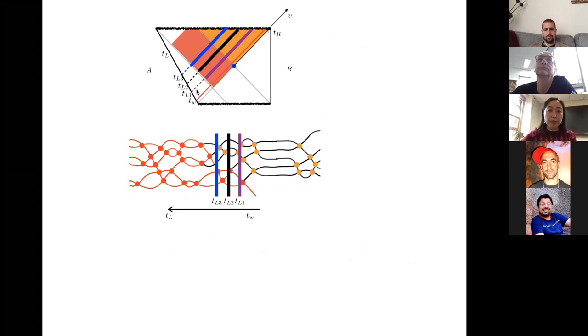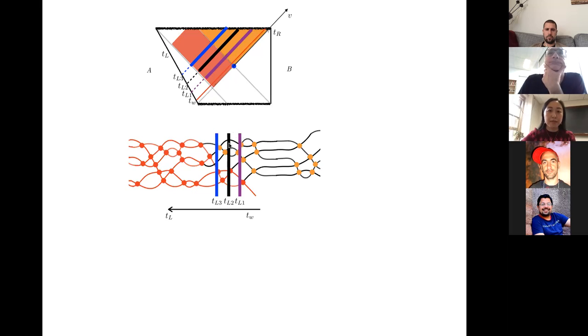What we learn from this computation is that, let's say, we send in this perturbation at time TW here. And then we increase the right time. We slice the geometry this way. When I increase the left time, it is as if I am scanning through the circuit towards the left. The slice with the same color correspond to each other.